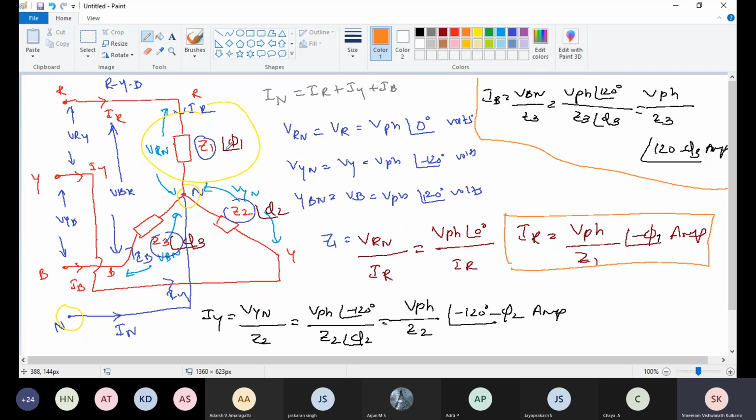That is, they are displaced with phi 1, phi 2, phi 3. If they were displaced with the same angle phi 1 for all three phases, then I would simply get equal currents in all three phases. Here the currents are different.